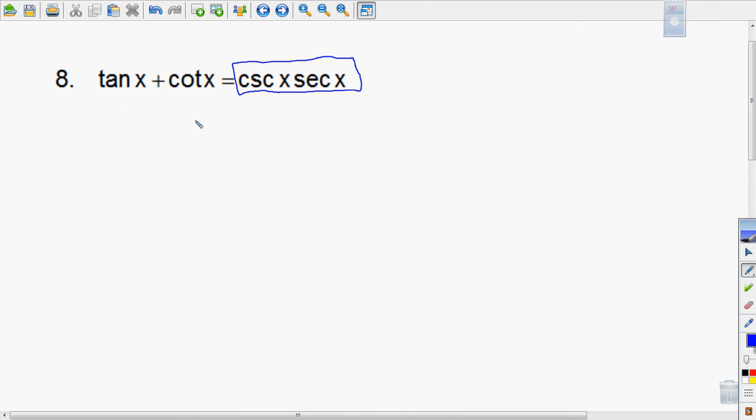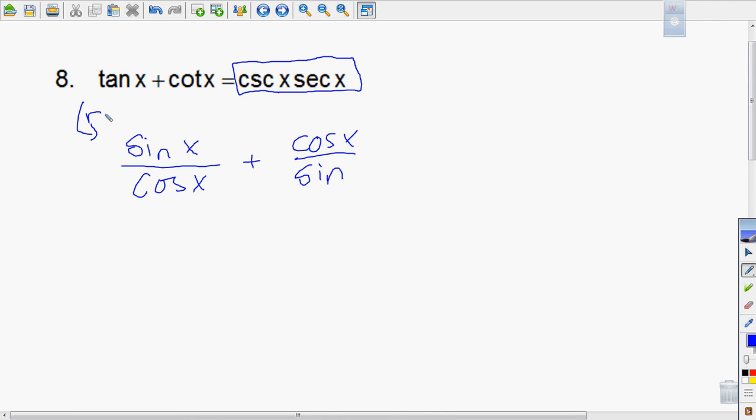Tan equals sine over cosine. So I want to put tan and cotangent in terms of sine and cosine. Tan is sine theta over cosine theta, and the other one, cotangent, is cosine over sine. So we get sine over cosine plus cosine over sine. We use our ratio identities, right? They're always going to equal that. Remember, identity means it's always true.